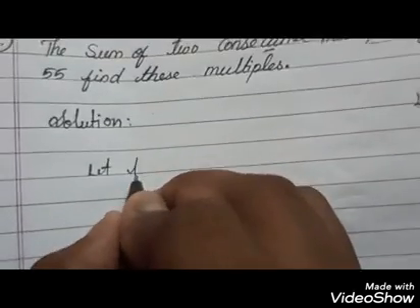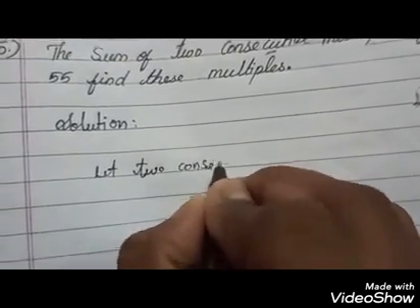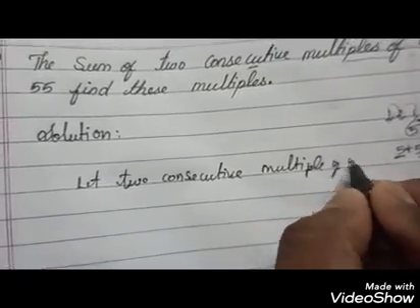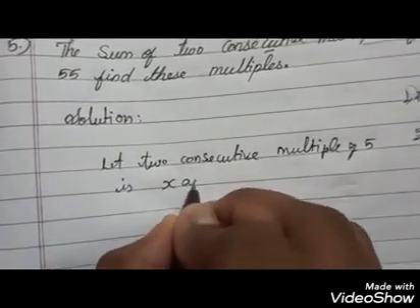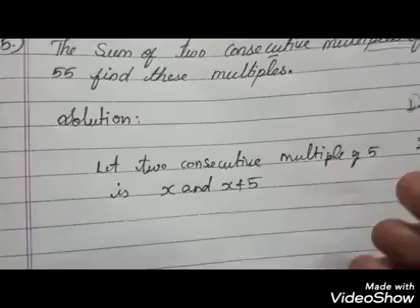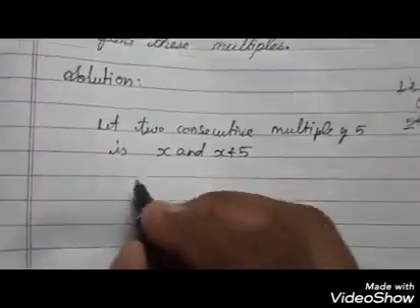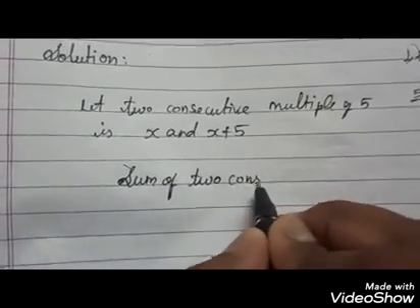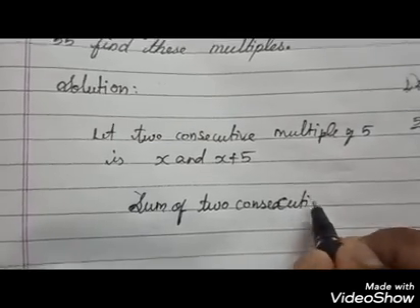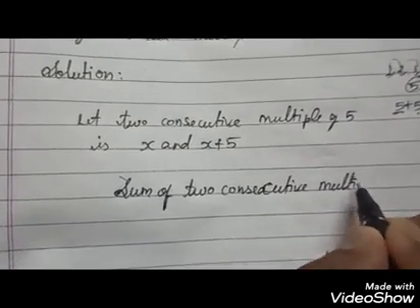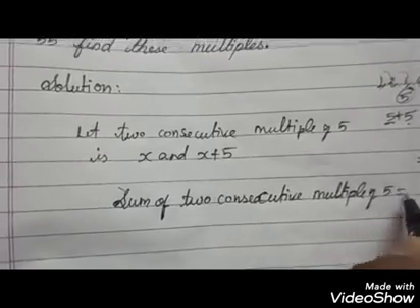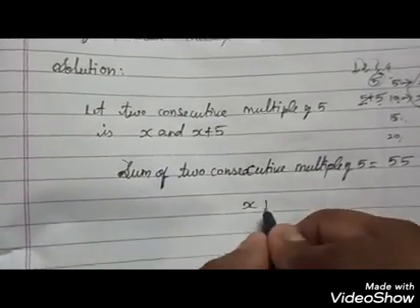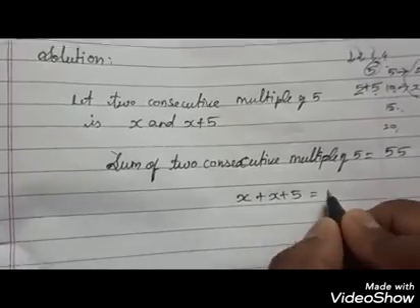Let the 2 consecutive multiples of 5 be x and x plus 5. What is the given condition? The sum of 2 consecutive multiples of 5 is equal to 55. So the 2 consecutive multiples are x and x plus 5, and their sum is equal to 55.